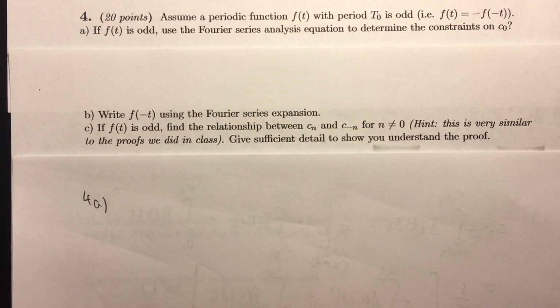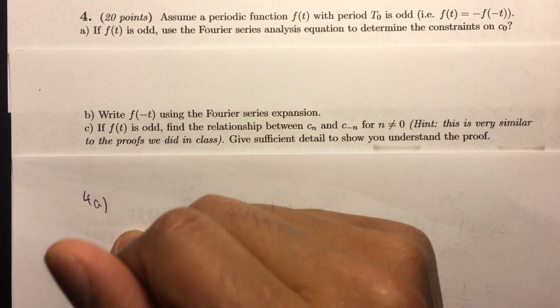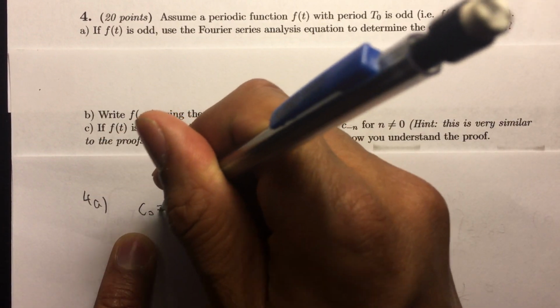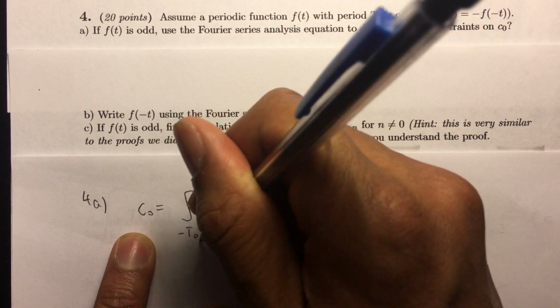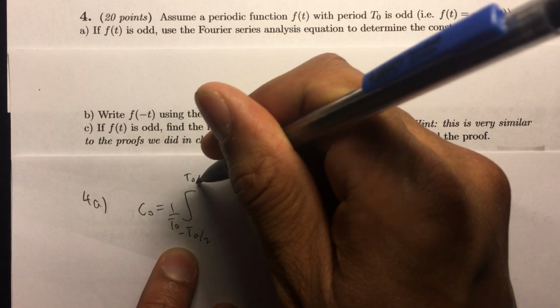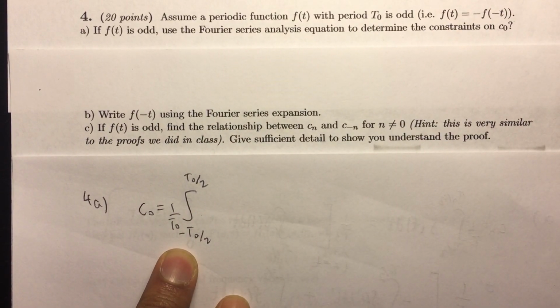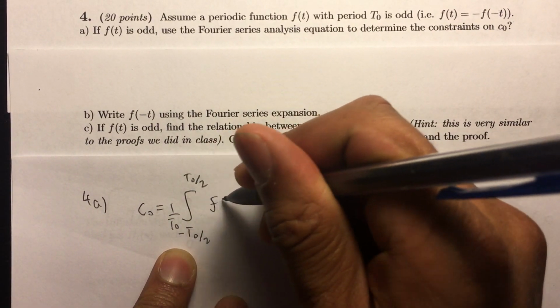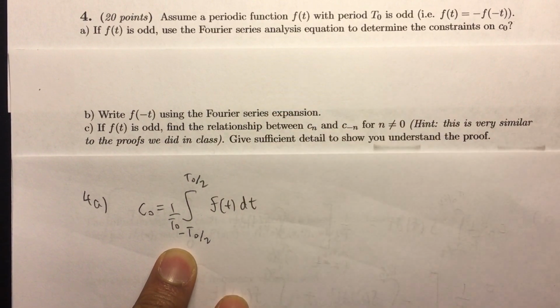So this was actually a homework problem. Okay, so C0, let's just write that out. Let's write it symmetric integrals about t equals 0. F of t dt.